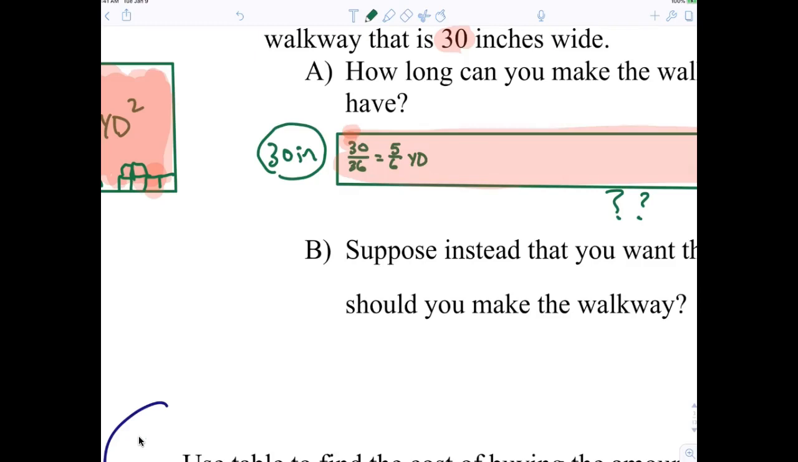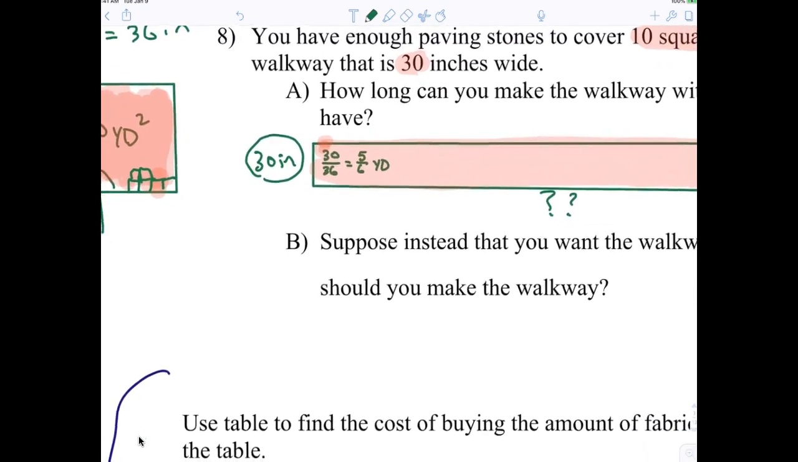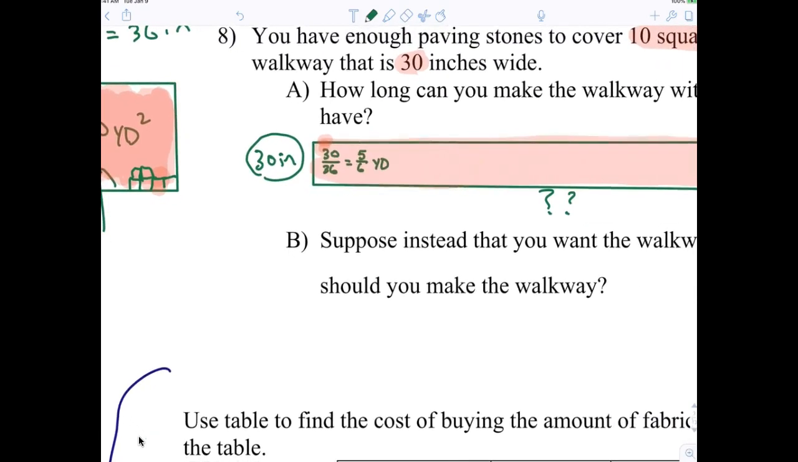Good question. All right, again, I'm really trying to help some of you with the visual stuff. That's all. I'm not sure why 30 inches... because 30 inches is not a yard. You agree? It's a fractional part of a yard. Oh, wait.